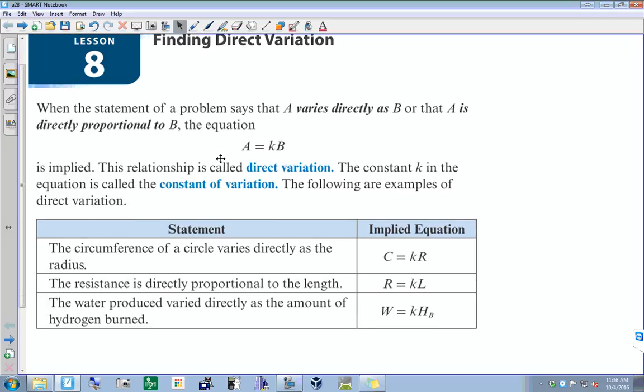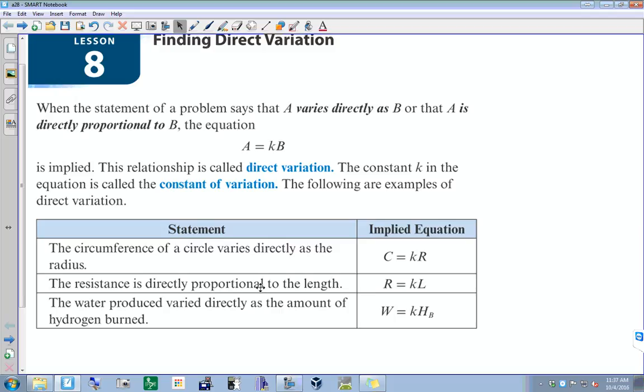We've got some that are more common. Circumference of a circle varies as the radius. You've heard of pi r squared, correct? Circumference is pi times r. Pi is just simply the constant. It doesn't change. We just multiply it by the radius.